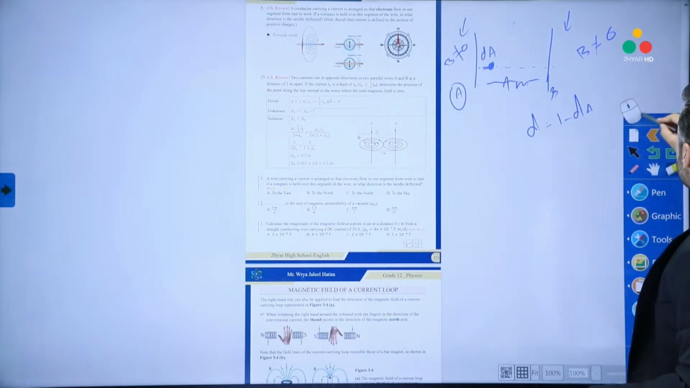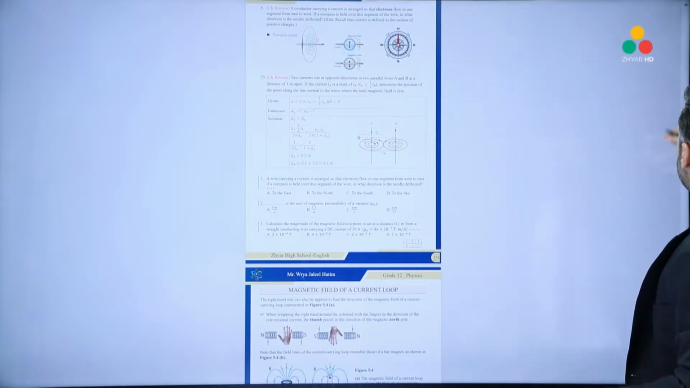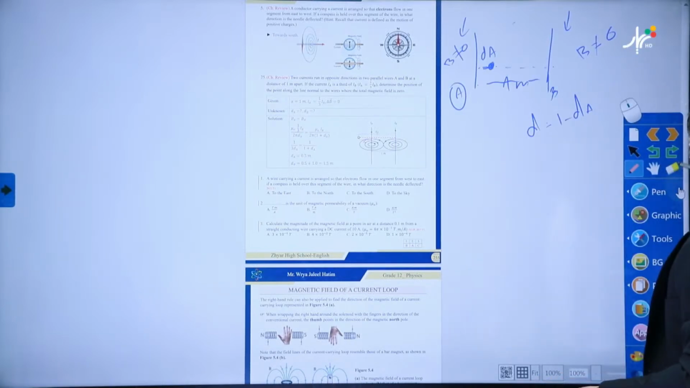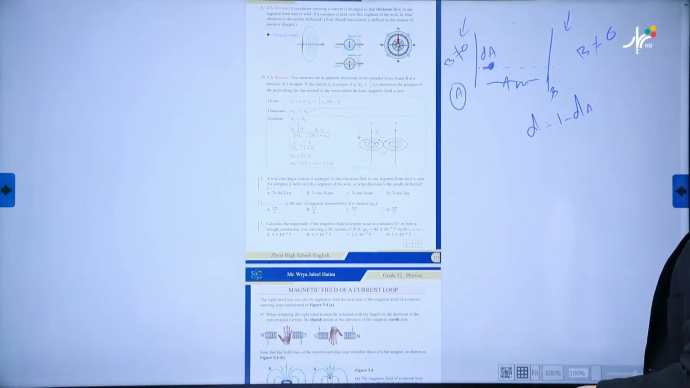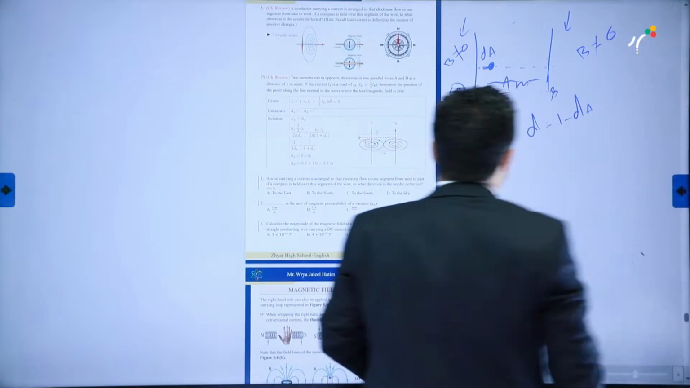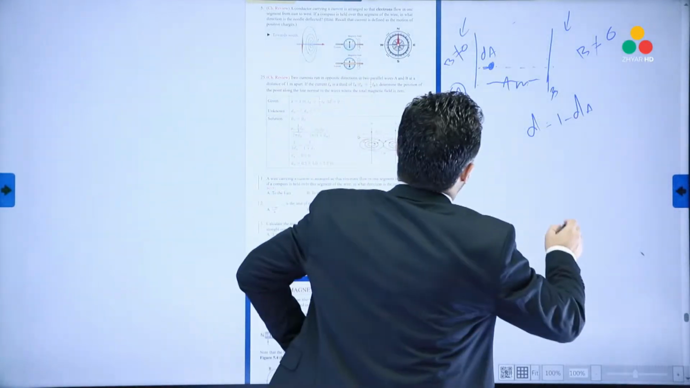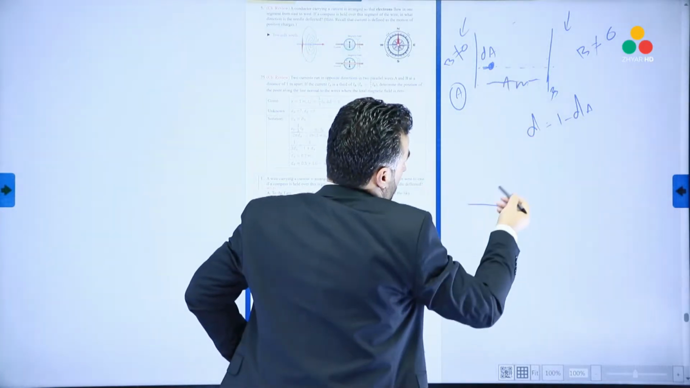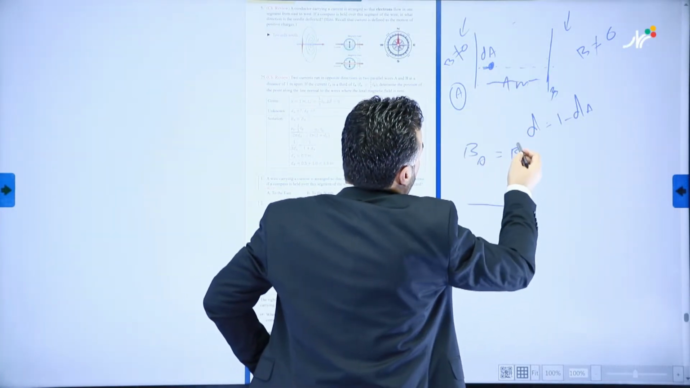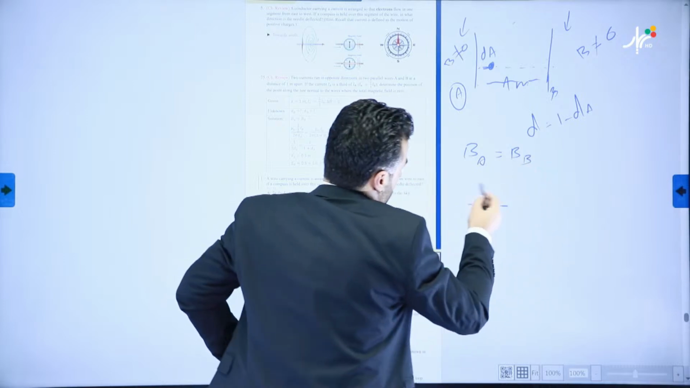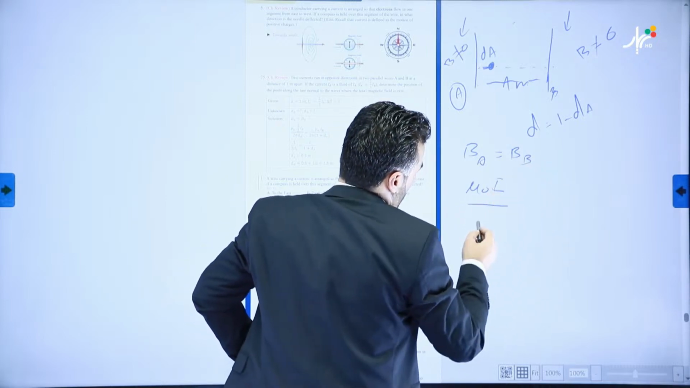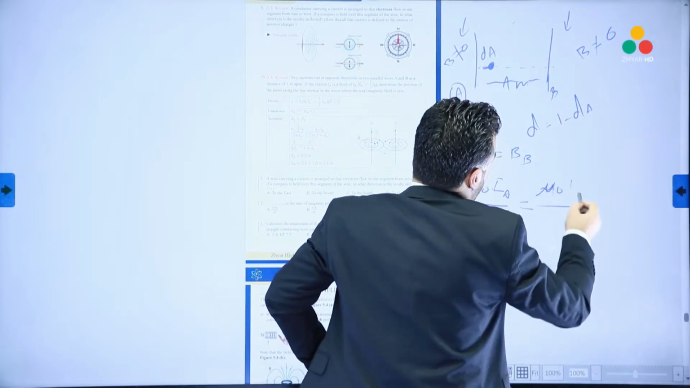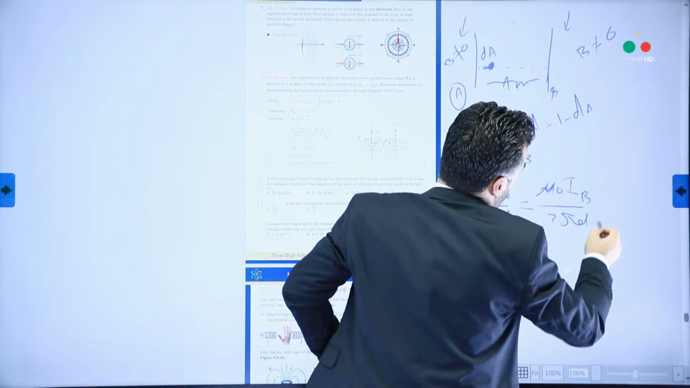So once you know this, let's go back to the previous one and erase this. If that is the case, then I'm going to write the equation for you one more time. In this case, net current is going to be 0. That means BA is equal to B for wire B. So mu naught I over 2 pi D for A must equal mu naught I over 2 pi D for wire B.